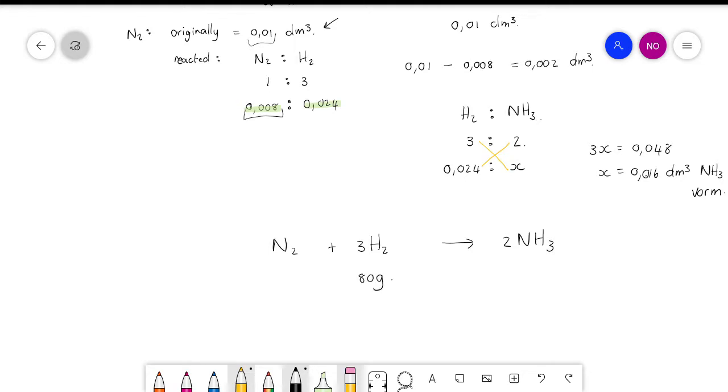So does it matter? No, that means that one will be the limiting reactant.